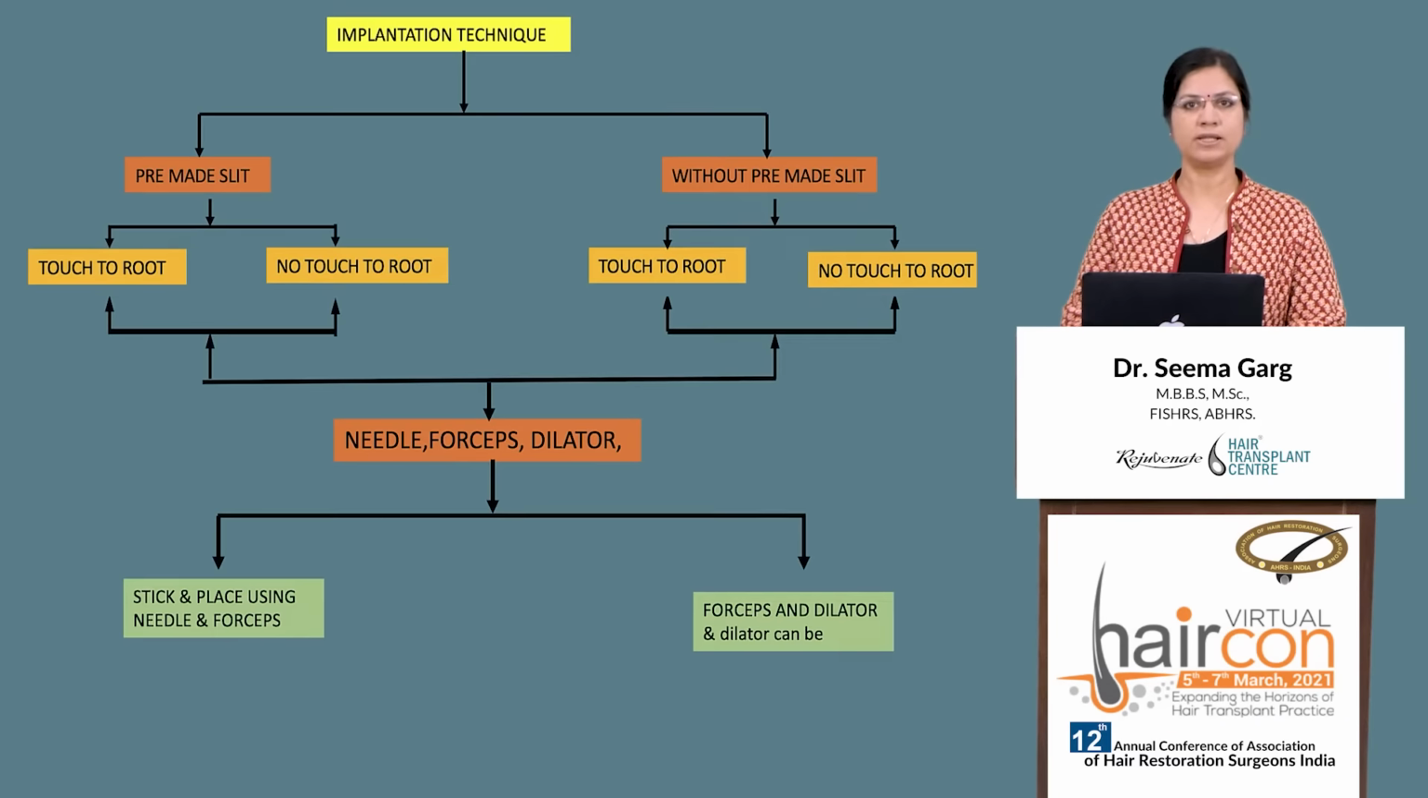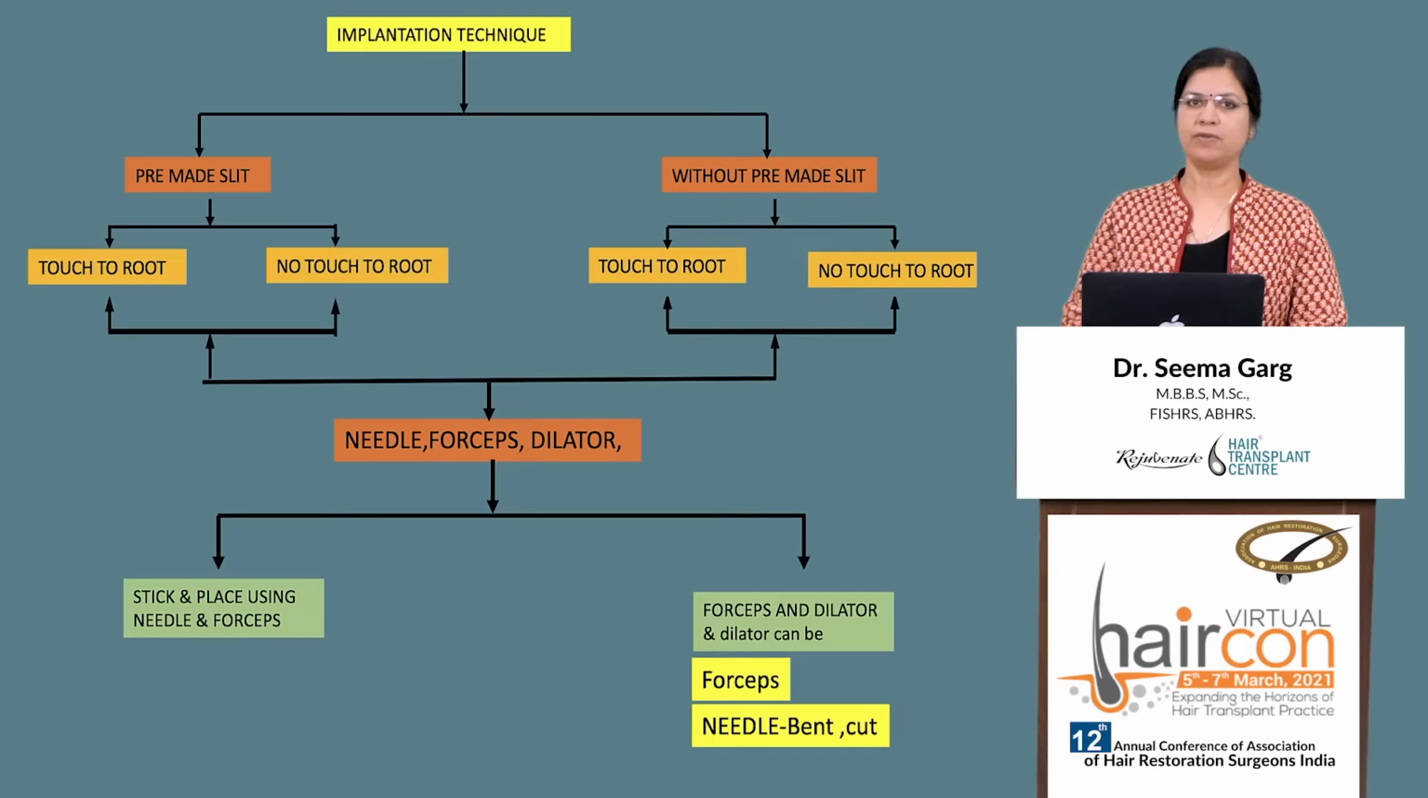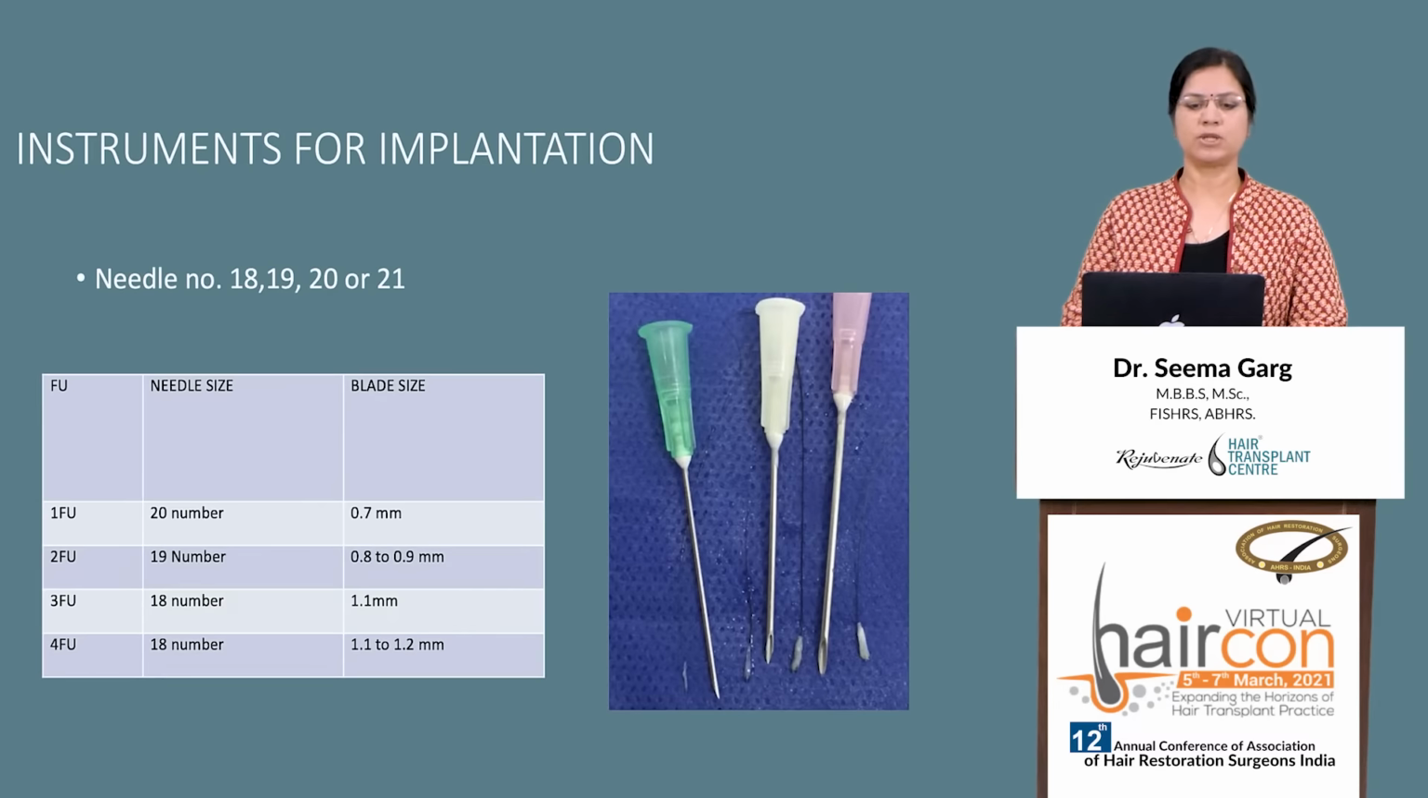If we use needles and forceps, then this is known as stick and place technique, and dilators can be either forceps, another forceps, needle which can be bent or cut, or custom made dilators. Now, the needle we use is mostly number 18, 19, 20 or 21 depending upon the thickness of the graft: 1 hair, 2 hair, 3 hair or 4 hair follicular units. Mostly we use number 19 needle with diameter of 0.8 to 0.9 mm.